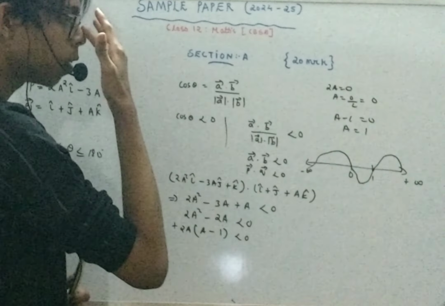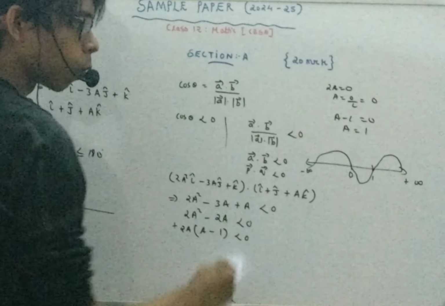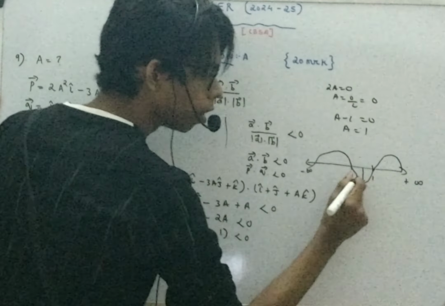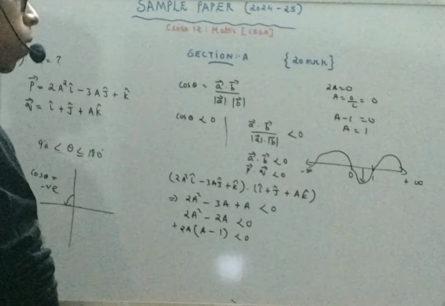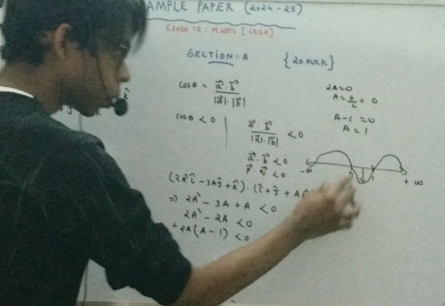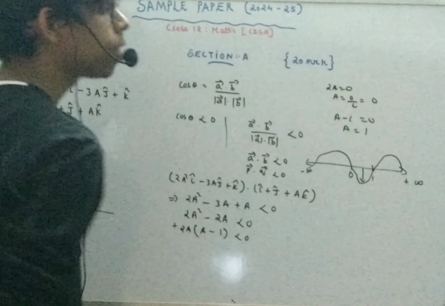Now if you see, what did we actually do? We did a vector dot b vector less than 0. Less than 0 means look where the graph is descending downwards. So it is descending between the intervals 0 and 1. The value at which 2a into a minus 1 is less than 0 is in between 0 and 1.